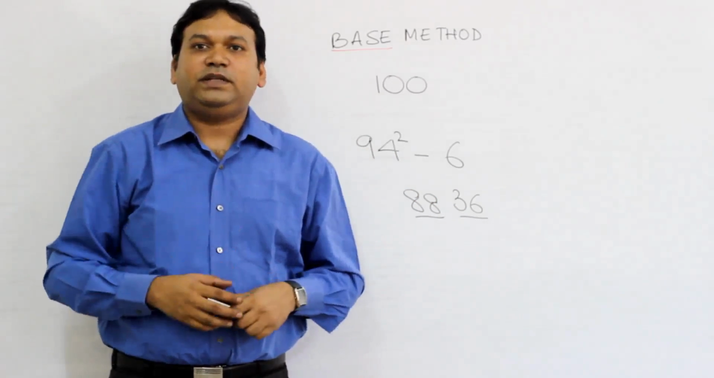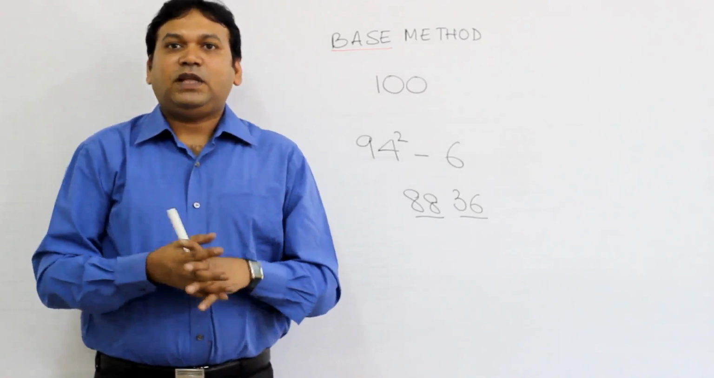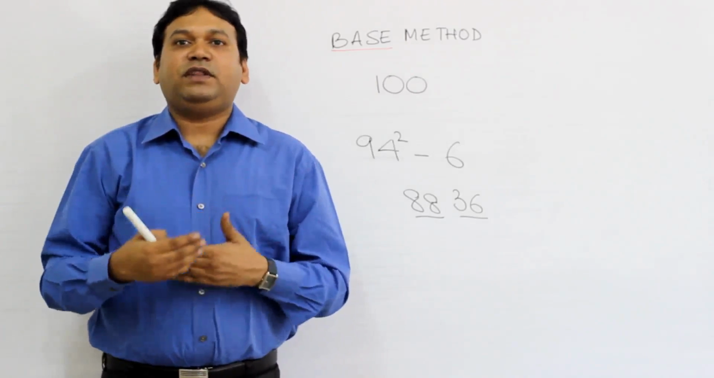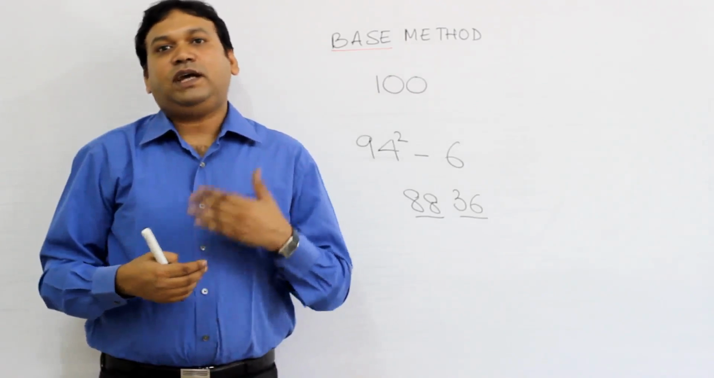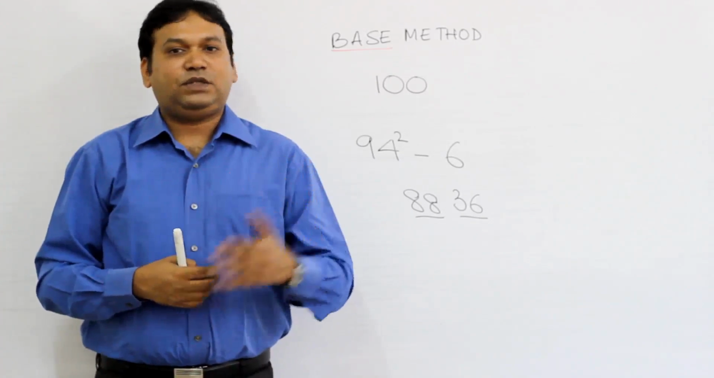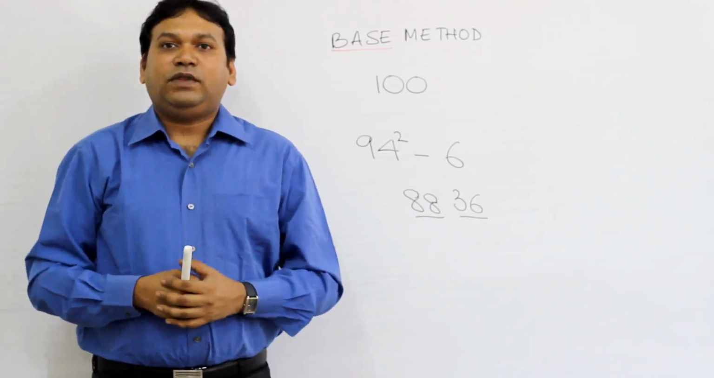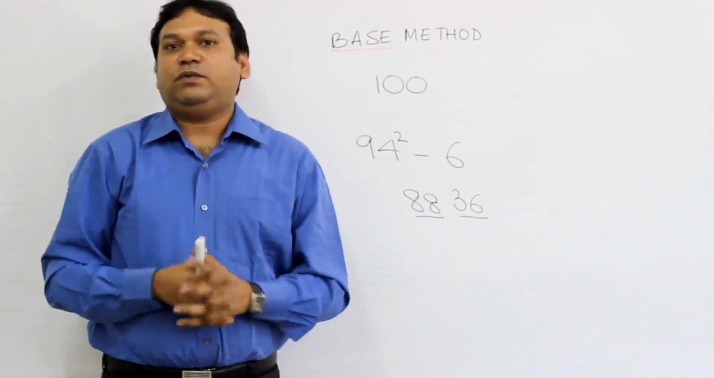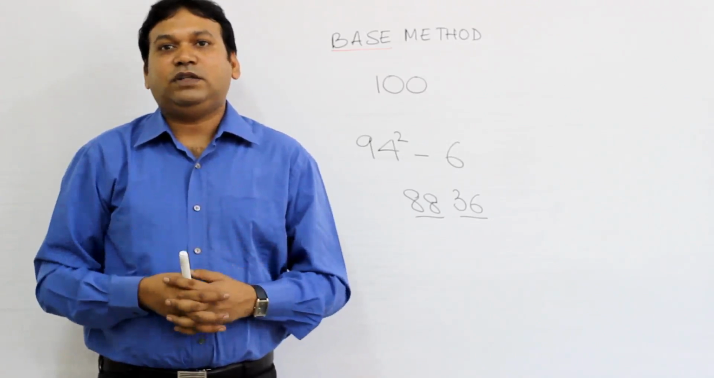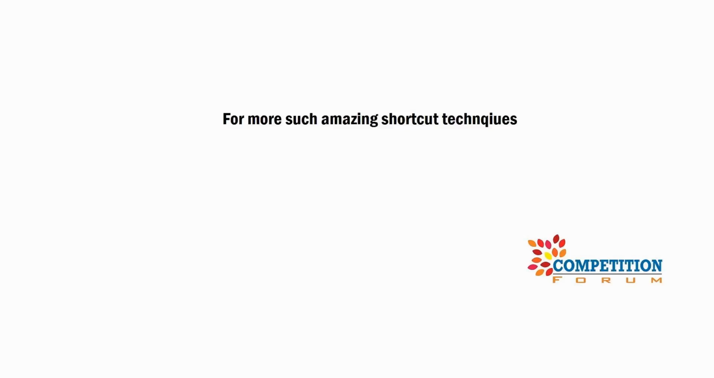So we have learned one method here, the base method. There's much more to the base method. We will continue this in our next videos: how to take higher bases, like what if the base is 200, what if the base is 300, what about the base being 1000. That will cover almost all the numbers that you can work with when you're finding the square of numbers. Thank you.